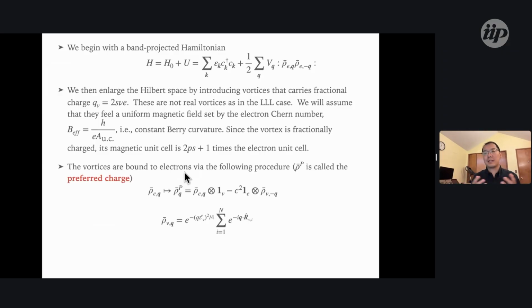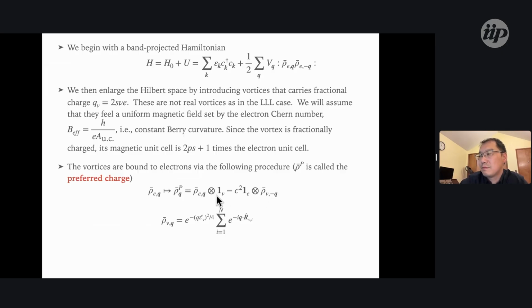Then how do I bind them together? The binding is achieved by the following procedure. We have the electron density operator, right? But now I have two types of charge in my system, electrons and vortices. So the actual charge density you would write as rho bar, basically the electron density minus the vortex density. Okay, so the C squared here means the vortex charge.